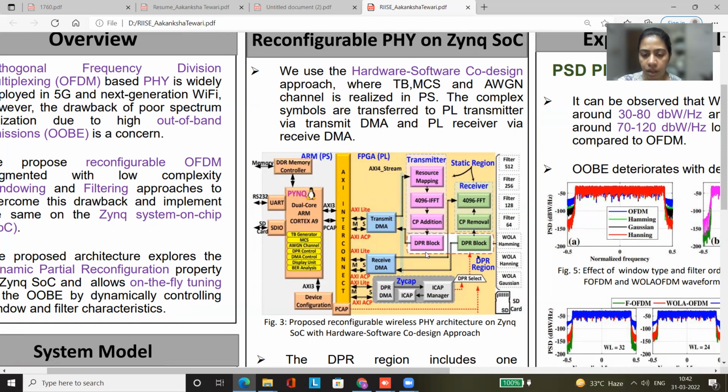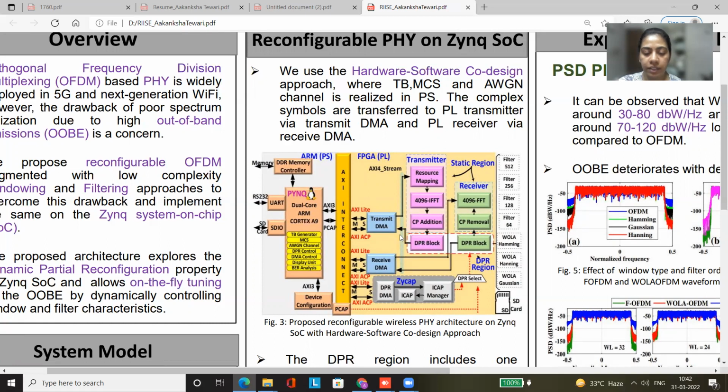and the reconfigurable region comprises 2 DPR blocks, one of them in the transmitter and the other one in the receiver. Depending upon the parameters and the waveform selected by the user, these blocks can be appropriately configured with the respective partial bitstream. So they can either implement a window functionality or filter functionality, depending upon the user requirement.